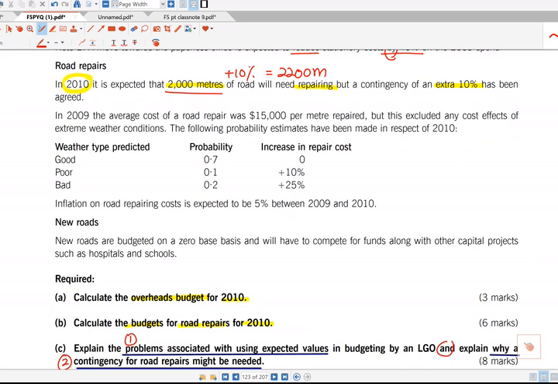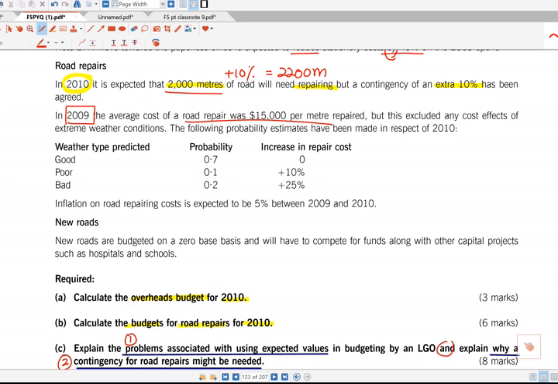In 2009, how much is your road repair cost? In average, 15,000. But this excludes any cost effect of extreme weather condition. But we are unsure about the weather condition, whether it is good, poor, or bad. So the probability is 0.7, 0.1, and 0.2. If you have the good, the repair cost will be exactly 15. But if it's poor, your repair cost will increase by 10%. If it's bad, then it will increase by 25.